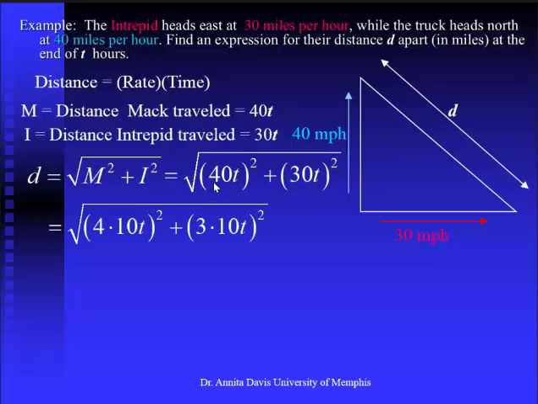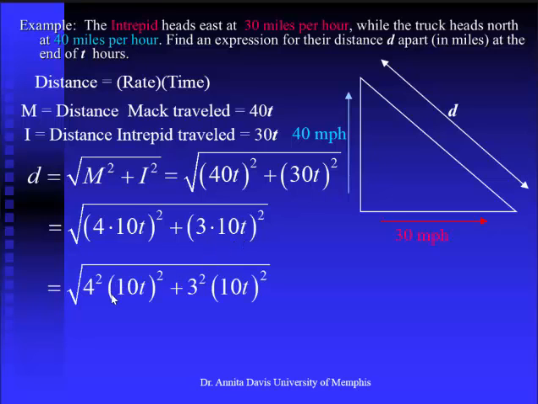Now notice, this 40t is the same as 4 times 10t, quantity squared, and the 30t is the same as 3 times 10t, quantity squared. Since multiplication distributes over addition, we can factor out the (10t) quantity squared from both of these terms. From this term, what's left is 4 squared, plus from this term, what we have left is 3 squared.